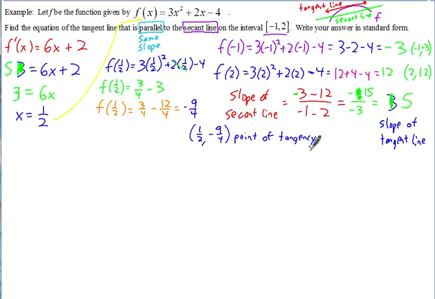And now we can write our tangent line. Notice on this one it says to write it in standard form, Ax plus By equals C. But again, it's probably easiest to start in point-slope form. So for the tangent line, y minus the y-coordinate, which is negative 9/4, so y plus 9/4, equals the slope, which was 5, times x minus the x-coordinate, which was 1/2.